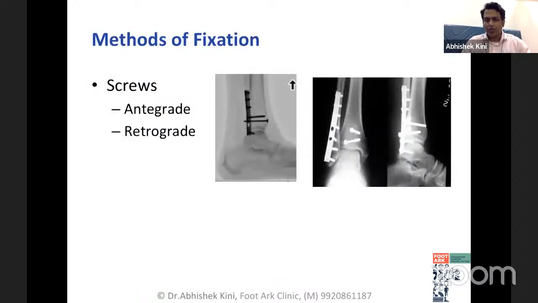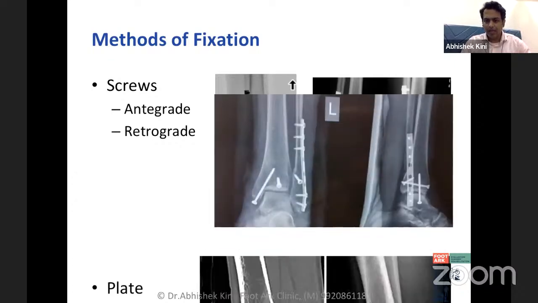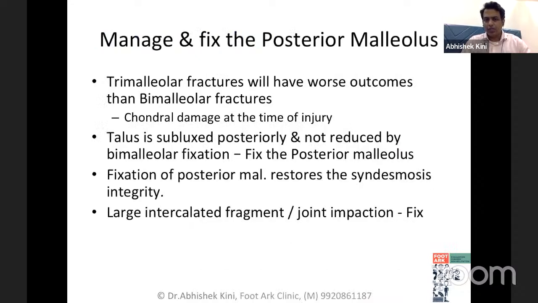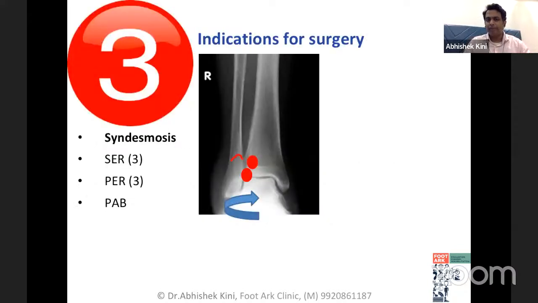You can either put a screw antegrade or retrograde, but as sir preferred and we all preferred, from posterior to anterior, it can happen this way, or you can put a plate. So fix the posterior malleolus, because trimalleolar fractures have worse outcomes than bimalleolar fractures, and the subluxation of the talus has to be reduced. It's also important while fixing the posterior malleolus that if there are any intercalated fragments or joint impaction, you need to restore them and get the articular congruency back.